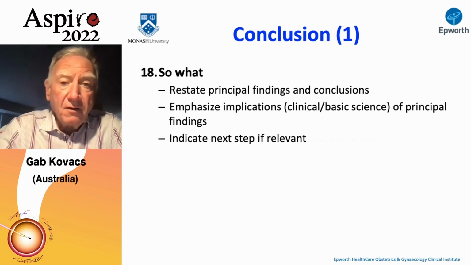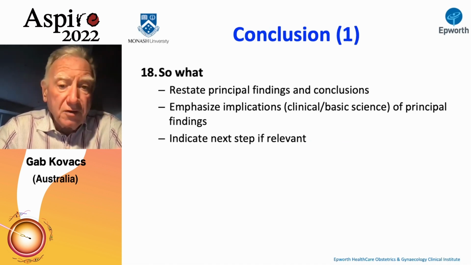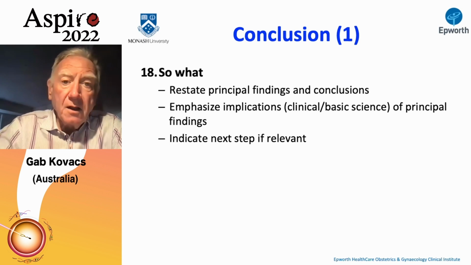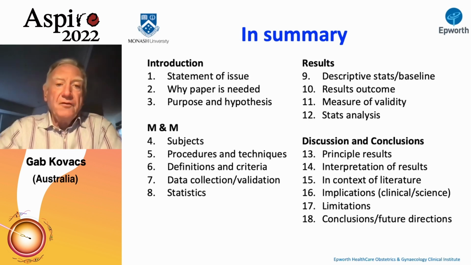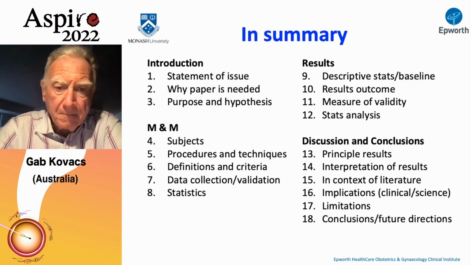Then the final conclusion should be the so what question. What were the principal findings? What are its implications? What have we achieved? And what are the next steps? So this is a summary of the 18 paragraphs that we need to write a paper.